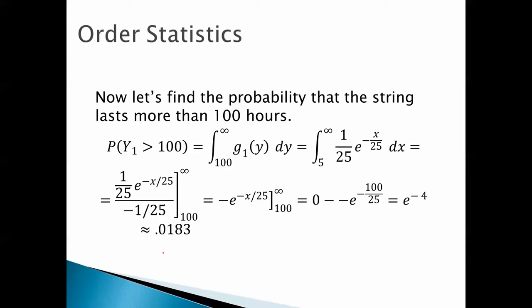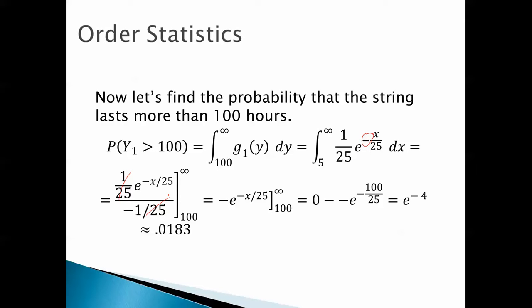The probability that y1, the min, is greater than 100 is the integral from 100 to infinity of g sub 1 of y dy. So in other words, it's the integral of 1/25th e to the negative x over 25. You can hardly see it, but that's a little negative sign there. And when you take the integral of 1/25th e to the negative x over 25 all over negative 1 over 25, plug in 100 and infinity, and well, these things cancel, the 1/25ths. And you're left with negative e to the negative x over 25, from 100 to infinity.